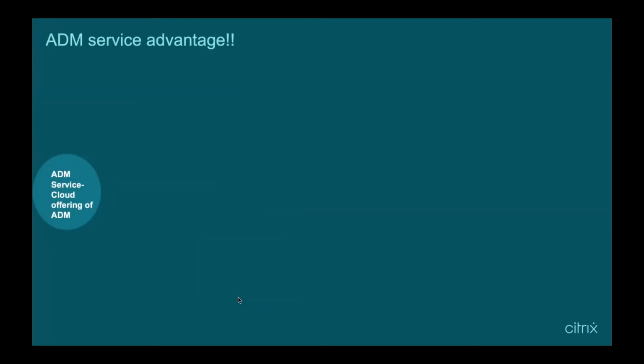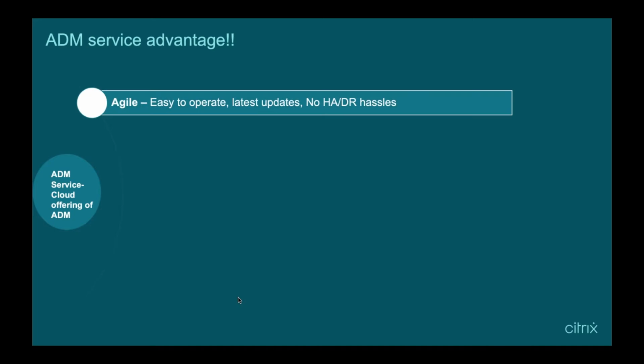What are the advantages of the ADM service? First, it is agile, which means it's very easy to operate. All the latest updates and everything will come as it is managed by Citrix. There are no hassles of HA. Being a cloud deployment, there is no hassle of HA or DR, and we don't have to worry about those.